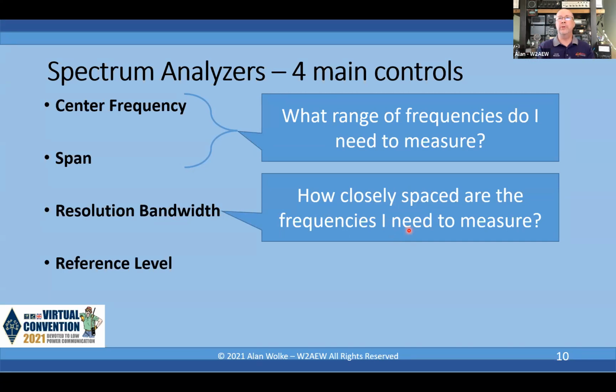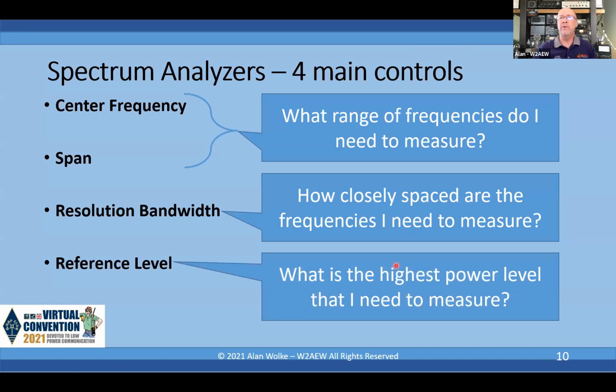If the resolution bandwidth is 10 kilohertz, the display is going to show, even for a pencil-thin waveform, a 10 kilohertz wide signal. So you really can't see how wide or narrow your signals are. So the resolution bandwidth has to be set to something narrower than the signal you want to measure, or narrower than the spacing of the signals that you need to see individually. I'll give you an example of that coming up here.